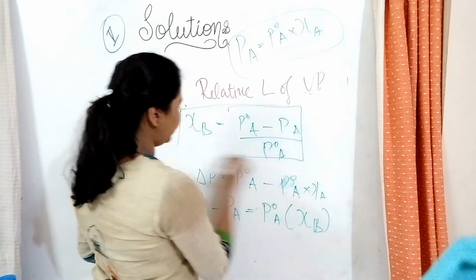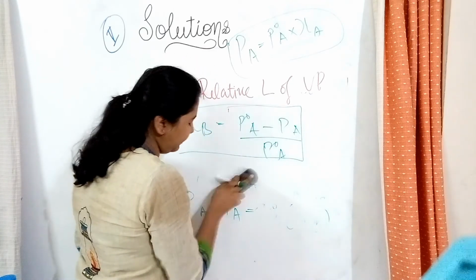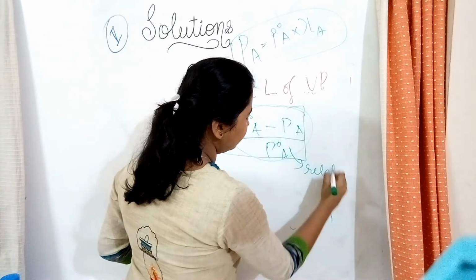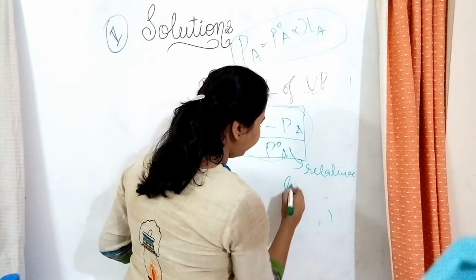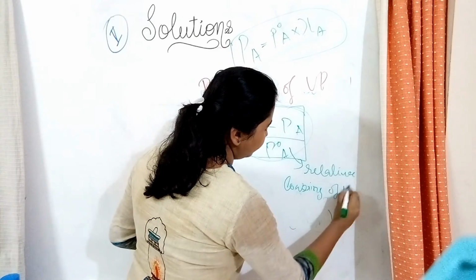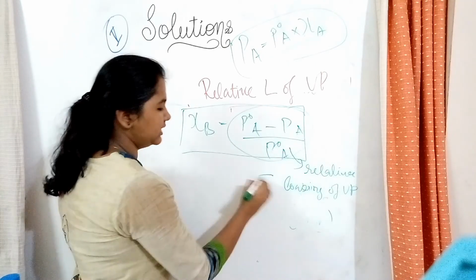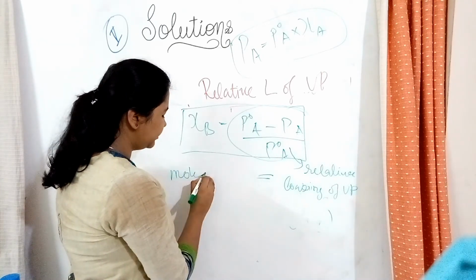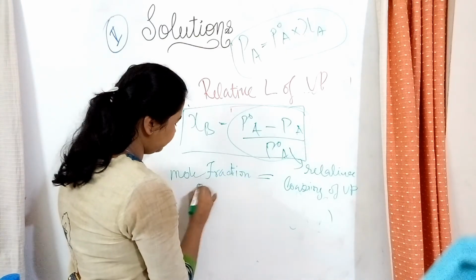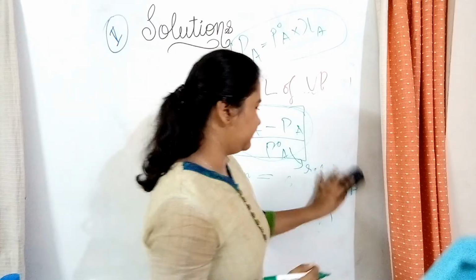Okay. So this is the first equation that we got for relative lowering of vapor pressure. And what did we conclude? Relative lowering of vapor pressure is equal to the mole fraction of the solute. Okay. So we said this is the mole fraction of the solute, didn't we?